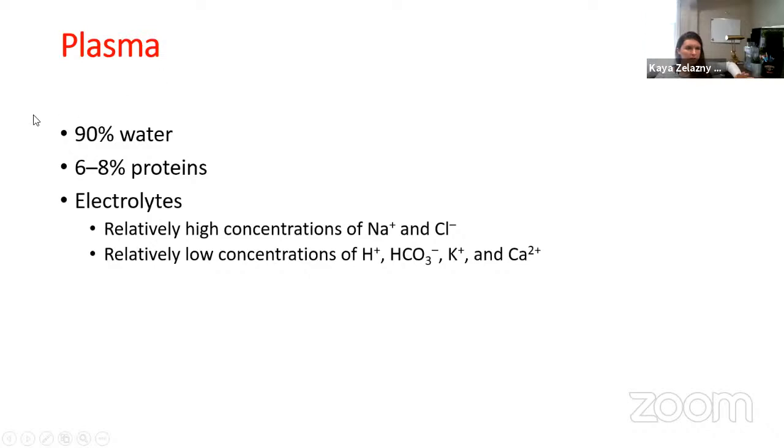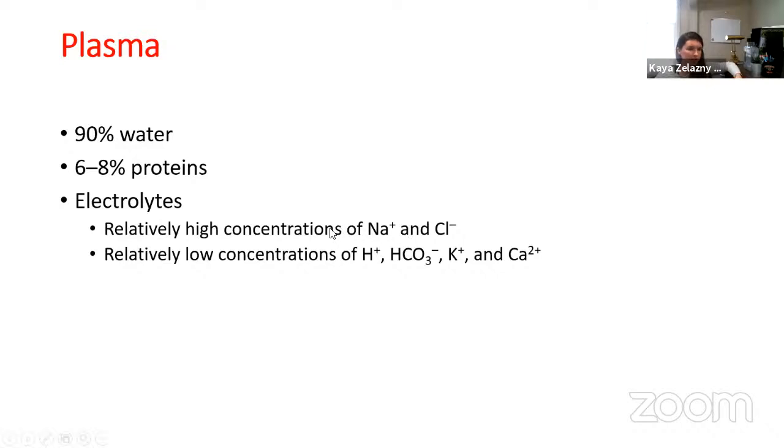Right. So plasma is mostly water, like 90%. 6 to 8% is proteins. They're important, but they're not clogging up our arteries and veins, right? They're not big and chunky. The reason they're important is that they don't pass through our membranes, so they create that osmotic pressure for water to move across the membranes and into or out of the tissues.